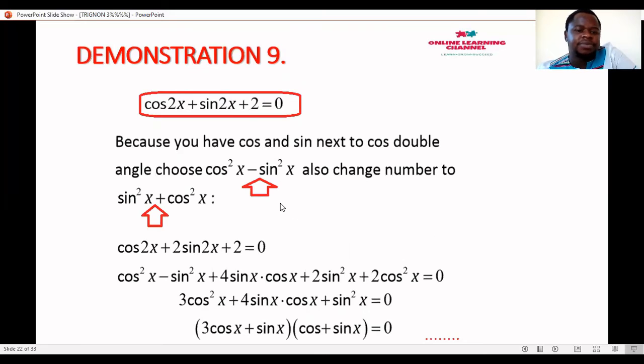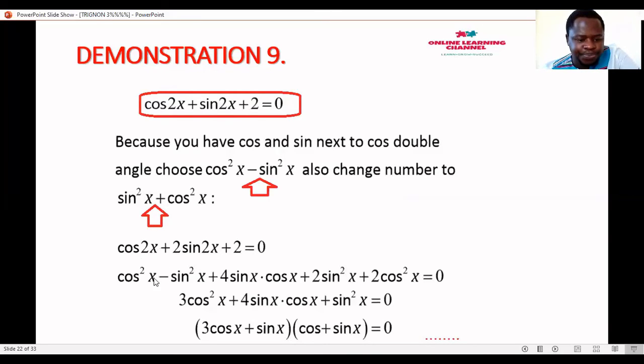Okay, for example, another example, suppose you are given cos 2x plus sin 2x plus 2. All these are compound angles. All right, because you've got cos and cos, you can choose here. Here you've got 2 sin x cos x. Here you can choose this one, sin squared x minus cos squared x. Right, here is minus.